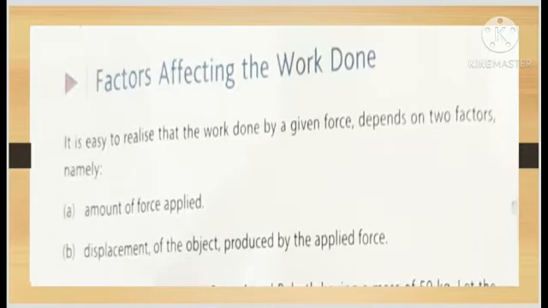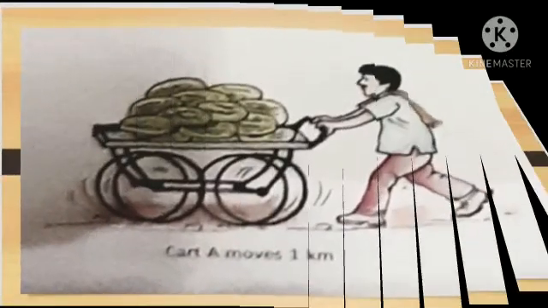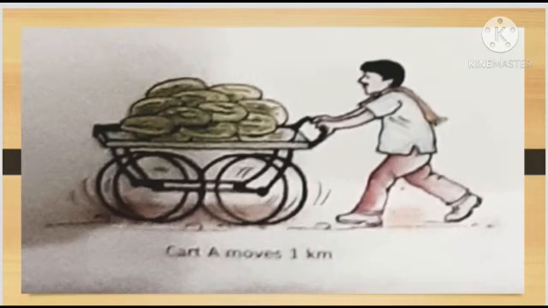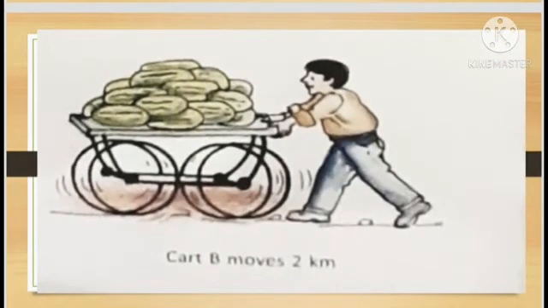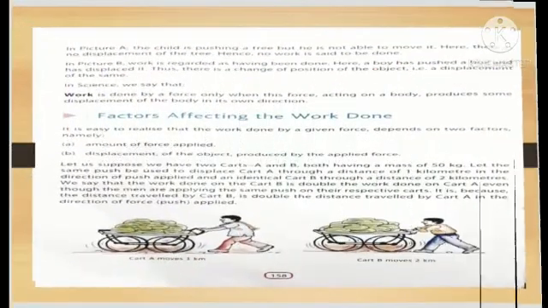To understand the whole concept, let's discuss the two examples given here. With the help of comparison between the two cart pullers, we will verify that the work done depends upon the displacement produced by applied force. Here cart A and cart B both are having 50 kg of weight, but cart A is displaced by 1 kilometer and cart B is displaced by 2 kilometers.